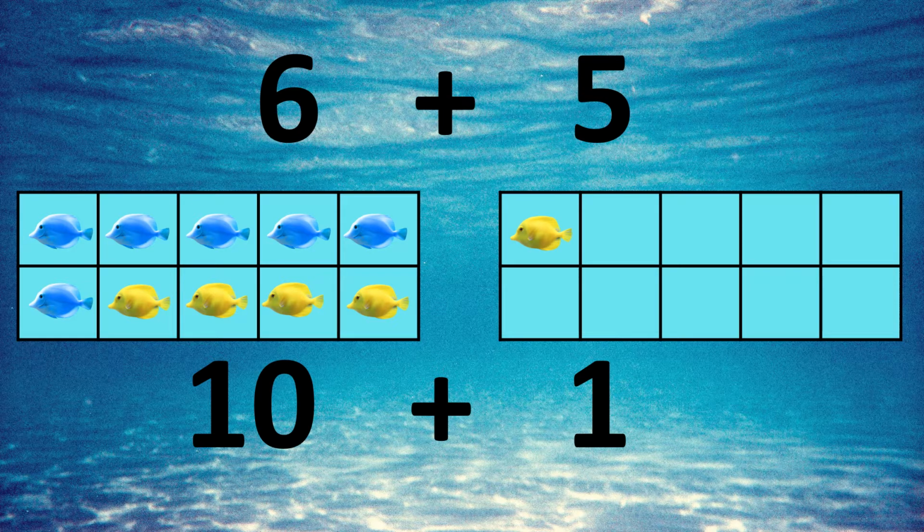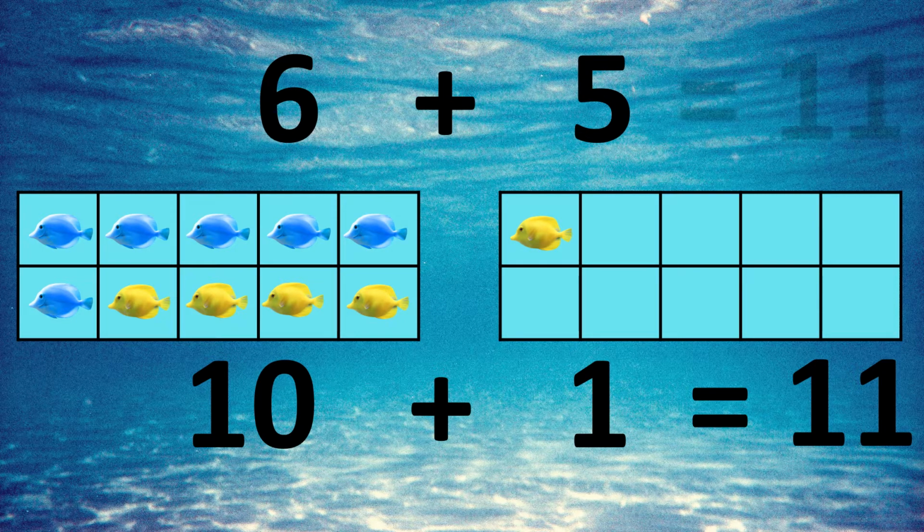When I moved my yellow fish over, I had 1 fish left in the yellow fish frame. I know that 10 plus 1 is 11. So if 10 plus 1 is 11, 6 plus 5 is also 11.